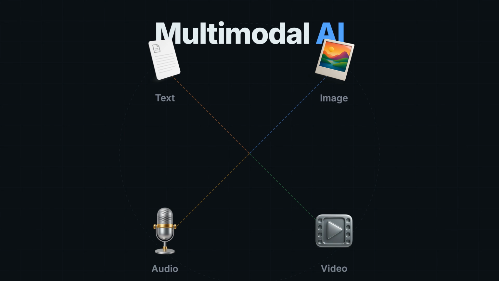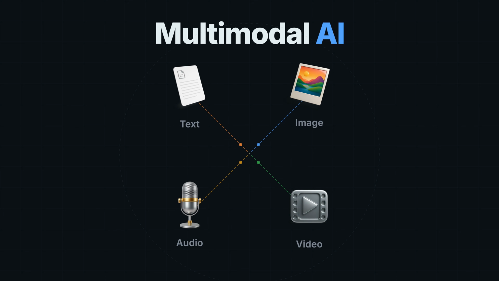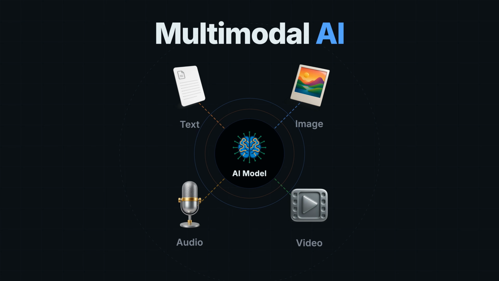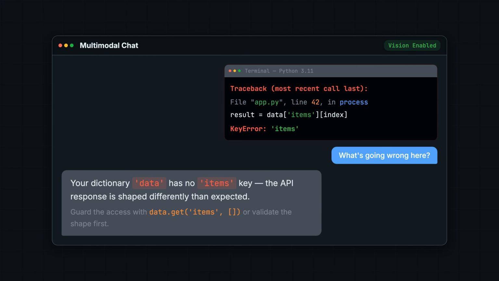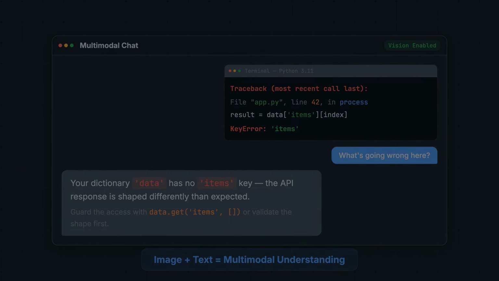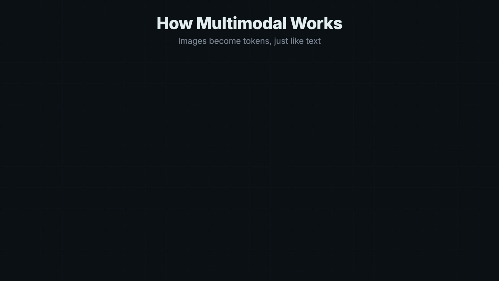Multimodal. The model handles more than one type of data: text plus images, text plus audio, or all of the above. You upload an error screenshot and ask, "What's happening here?" The model processes image and text simultaneously. That's multimodal. Here's what's actually happening under the hood.